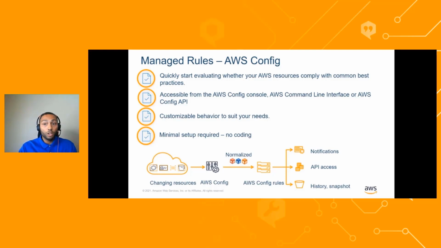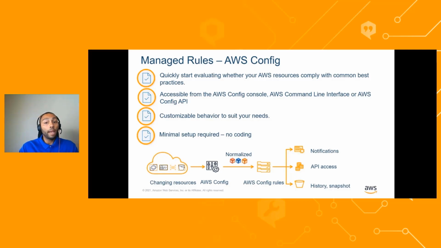With Config, you can review changes in configurations and relationships between your AWS resources. We can dive deep into detailed resource configuration histories, and we can determine overall compliance against the configurations specified in your internal guidelines. This enables you to simplify compliance auditing, do security analysis, change management, and operational troubleshooting. In order to help customers get started quickly and efficiently, we can leverage managed rules.